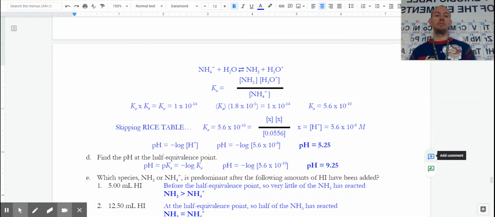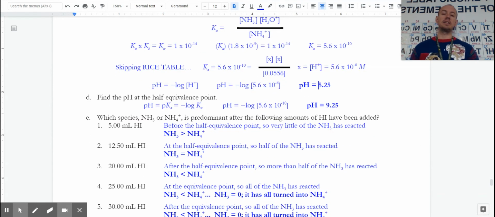And the other important thing with that is we have to be able to just estimate the pH: 7, above 7, below 7. Well, this one is below 7. The next part here, we've said it. The pH at the half equivalence point is equal to the pKa.